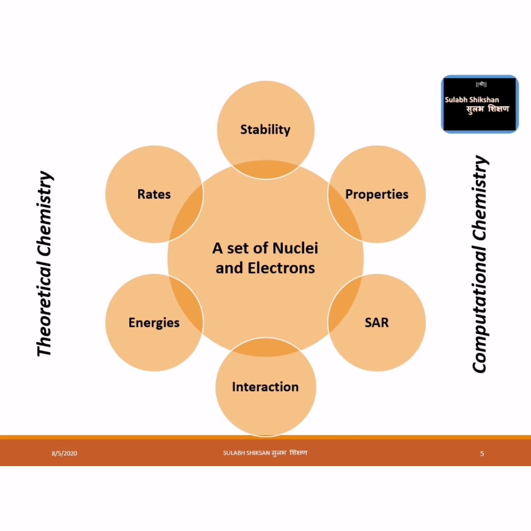You should be able to predict their properties. You should be able to go for structure activity relationships if you are given a set of nuclei and electrons. If you know the positions of these nuclei and the kinds of these nuclei, then you should be able to find out what might be the interactions developing between different molecules, or what might be the energies associated with these chemical systems. Sometimes you might also be interested in the rates at which these reactions take place, or in the relative stability of these compounds.